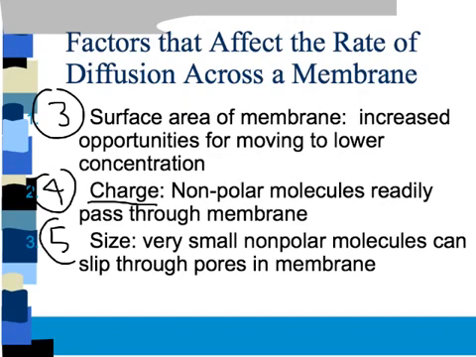And finally is size. Something that's very, very small can cross through the membrane easier, so the smaller it is, the faster diffusion will occur. Where if it's something a little bit bigger, it will diffuse more slowly because even if it hits the membrane, it might not diffuse through. So that's diffusion. So in the next video, we'll visit osmosis, which is the next type of passive transport.